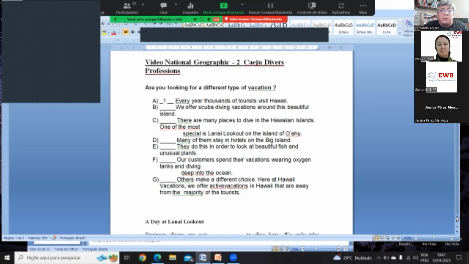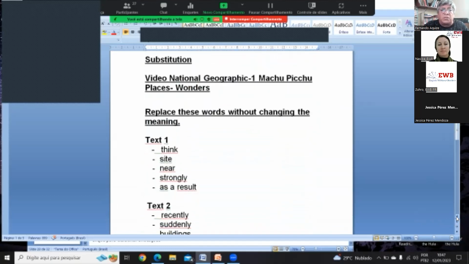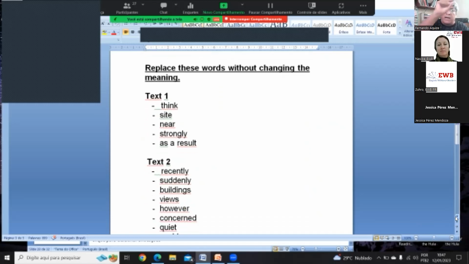Then we have, let me close this. I'm going to go to substitution. Okay, substitution. This is from Machu Picchu, in National Geographic Book 1. And what I did was this. On the text, I highlighted some words, and in pairs, students have to substitute. These are the words that are highlighted in the text: think, sight, near, strongly, as a result. And students in pairs have to use other words so that they keep the same meaning of the text, okay?